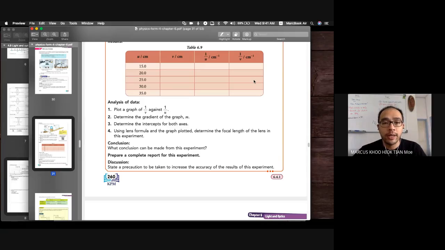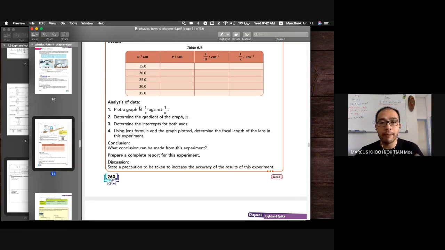Now determine the intercepts for both axes. That means you need to determine the intercept for the y-axis and the x-axis. Using the lens formula and the graph plotted, determine the focal length of the lens in this experiment.